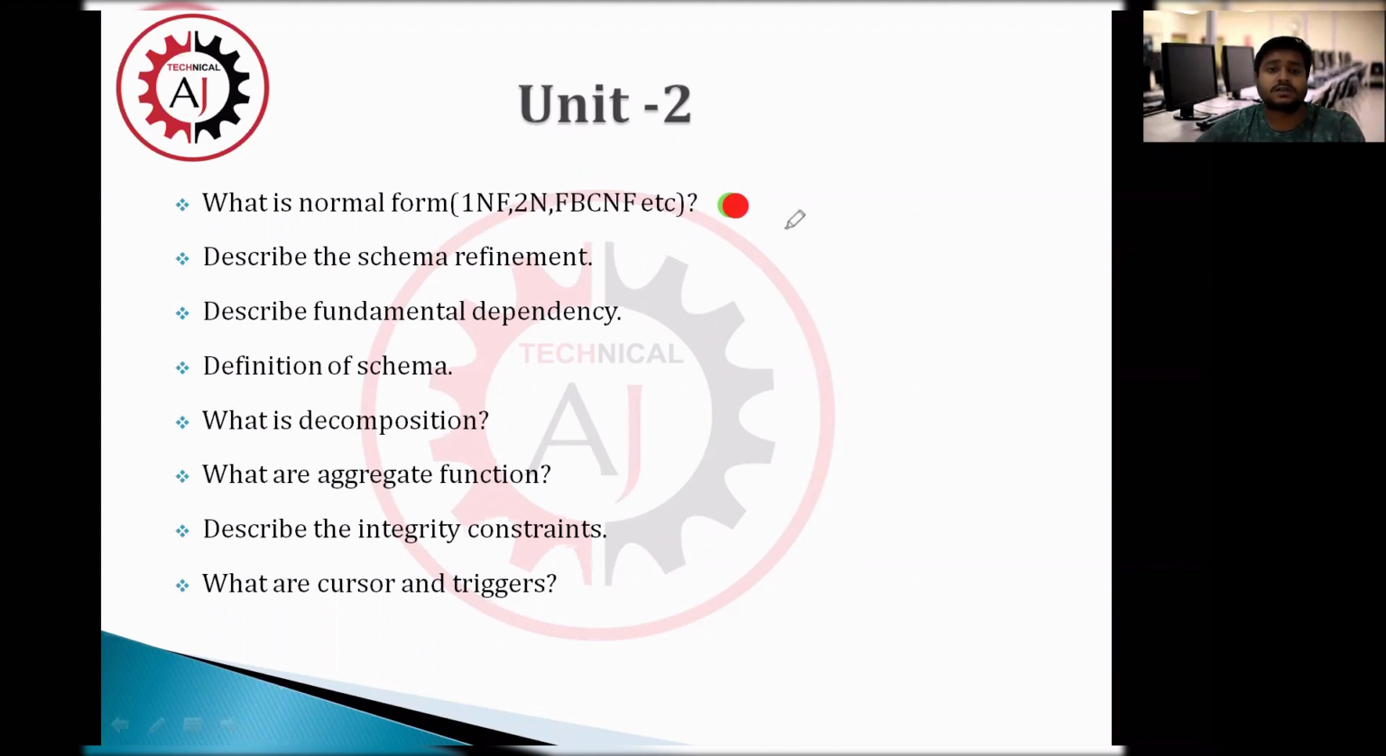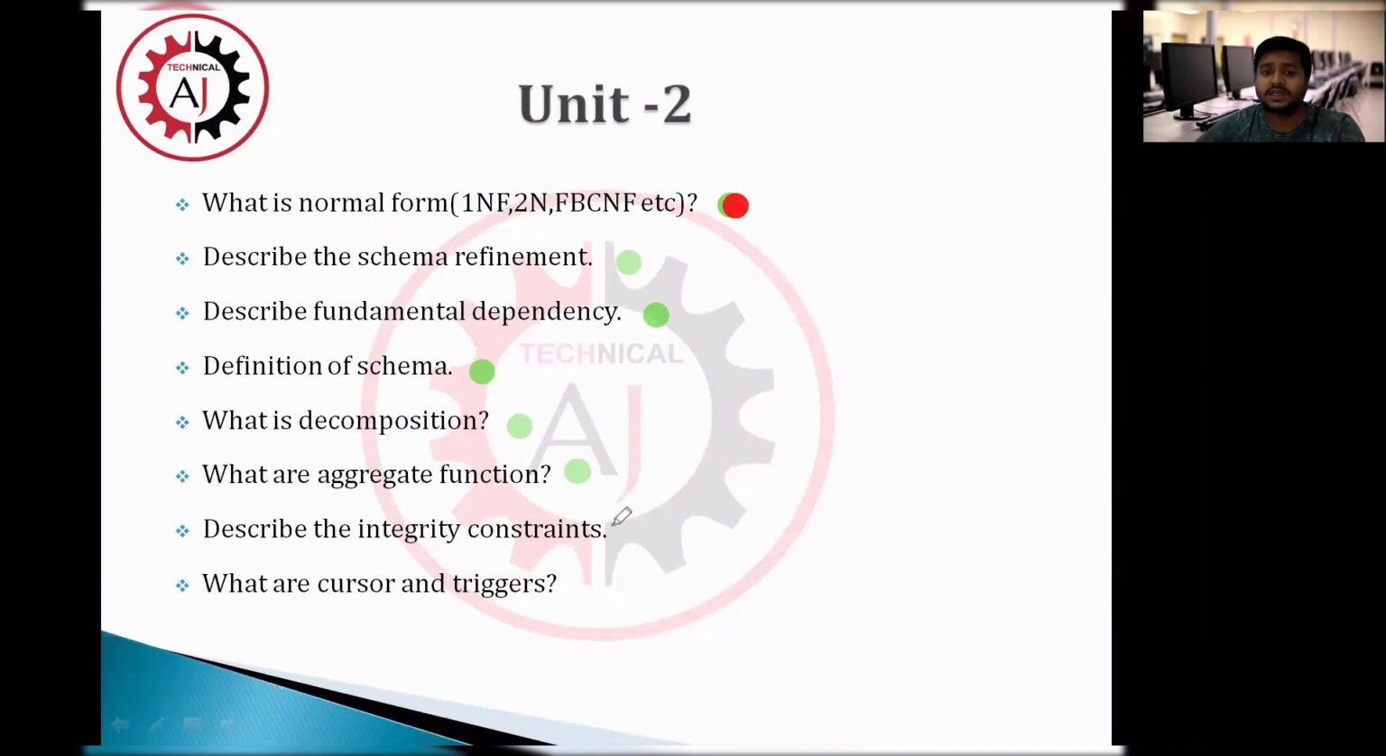Another is describe the schema refinement. What is the schema refinement? We will write down the answer. Number three, fundamentals of dependency: how many types of dependency there are, and where it is used. What is the schema? This is the first small question that always comes in your examination. What is decomposition? What is schema decomposition?